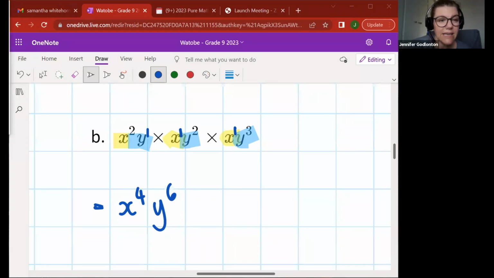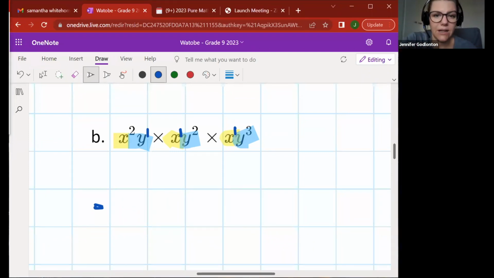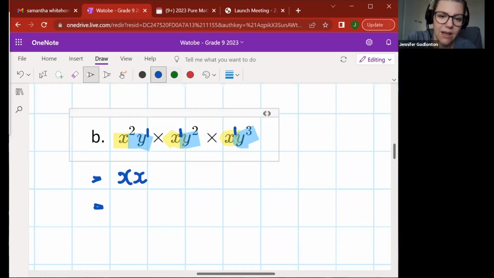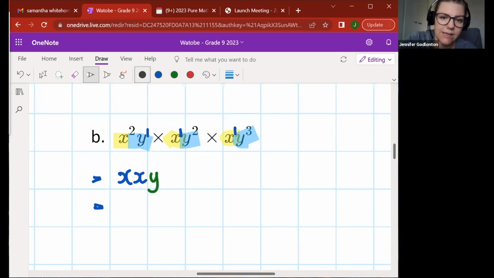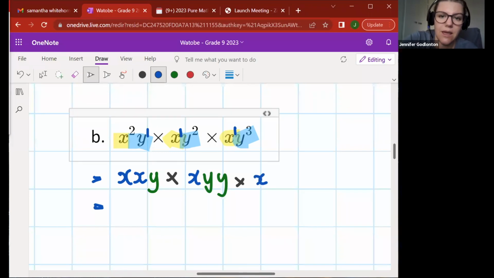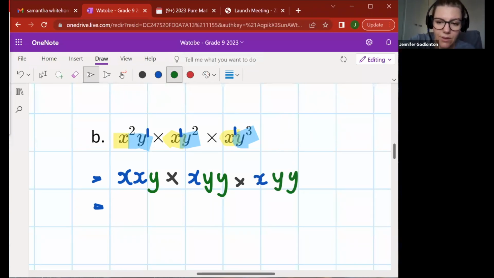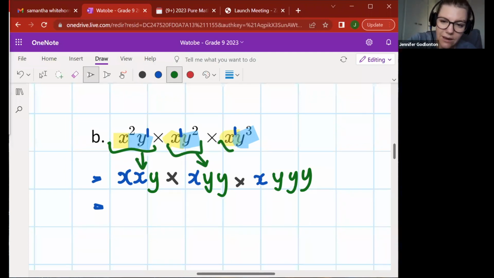Okay, so the reason it's x to the power of 4, for those of you who aren't sure where the numbers are coming from, let's write it out the long way. So I'm going to write the different variables in different colors. So I have 2 x's, and then I have 1 y times 1 x and 2 y's times 1 x and 3 y's. Okay, that's the first one. That's the second one. That's the third one.